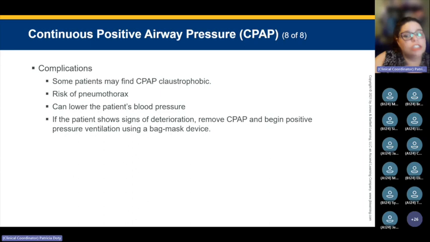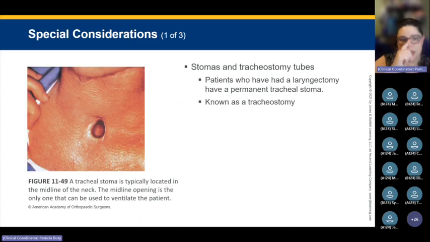There are some complications that you may end up running into, like claustrophobia, which is a big one. That's the fear of small spaces or something surrounding the face. There could be a risk of pneumothorax. High pressure in the chest can lower the patient's blood pressure. We've already talked about that. If the patient shows signs of deterioration, go ahead and remove the CPAP and begin PPV using a bag valve mask at that point. Now, let's talk about special considerations. And guys, we're almost done.